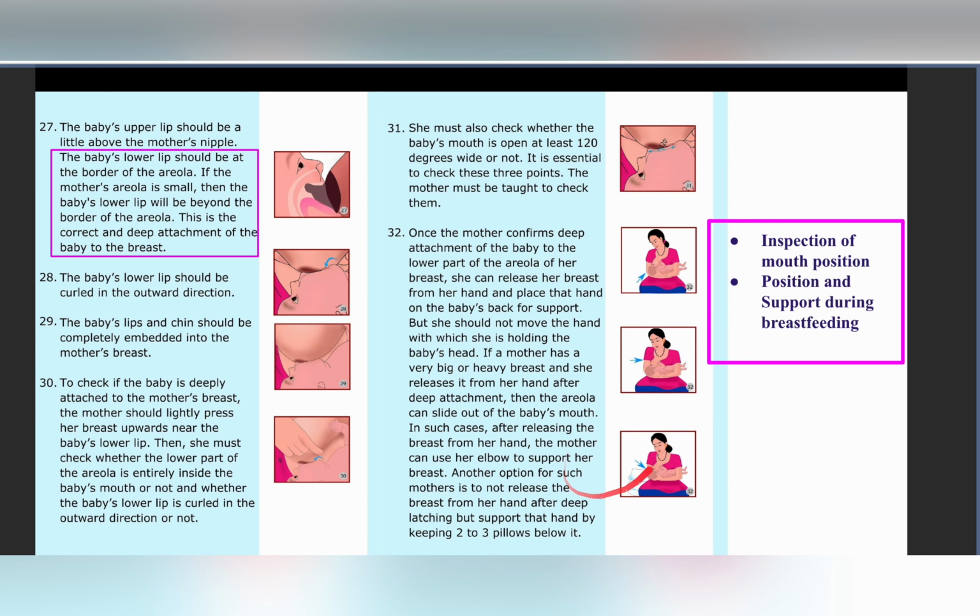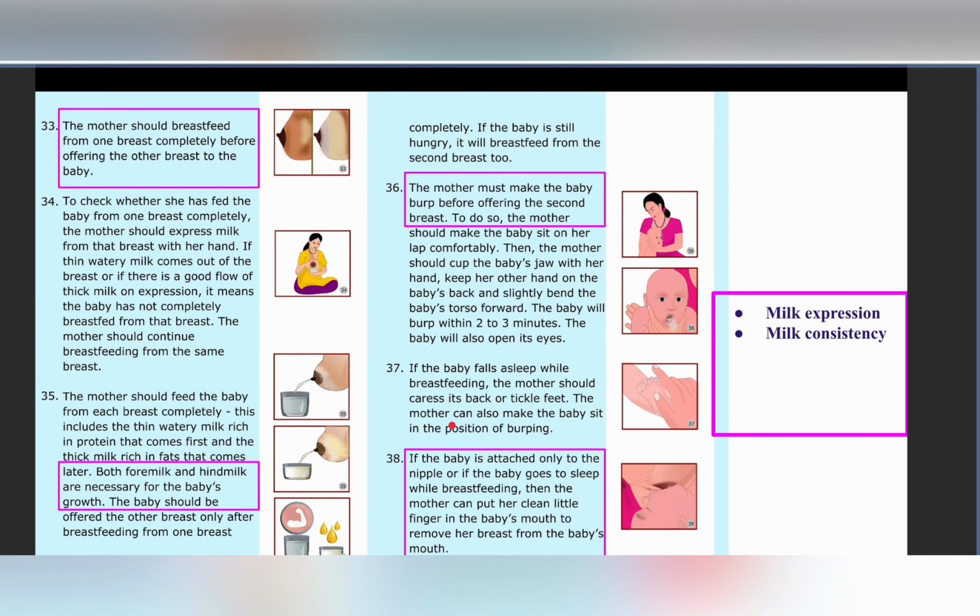And the mother also needs to get support so that she can continue the breastfeeding session without any difficulties. So number 33, as you can see, the mother should always breastfeed from one breast completely and then go forward to offer the other breast. And we have also discussed how she can inspect whether the milk in one breast is over and now she can go to her next breast or not, right?